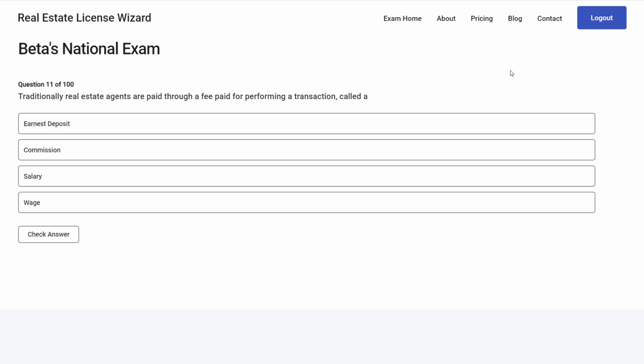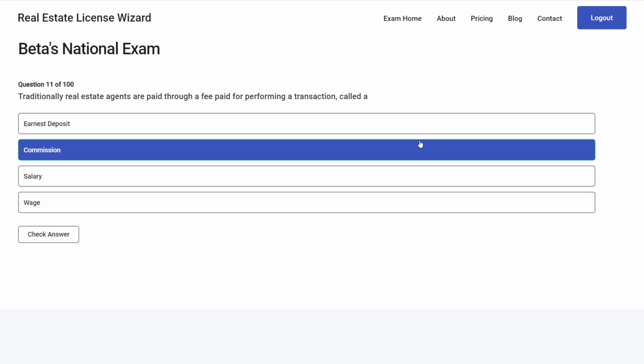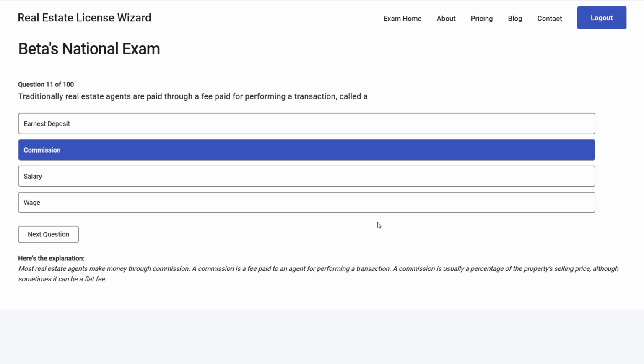All right. Did you guys figure it out? The correct answer for this one is a commission. Yes. So most real estate agents make money through commission. Commission is a fee paid to an agent for performing a transaction, and it's usually a percentage of the property's selling price, although sometimes it can be a flat fee.